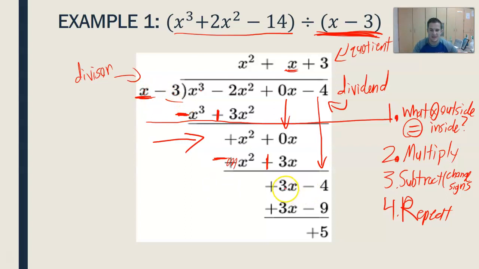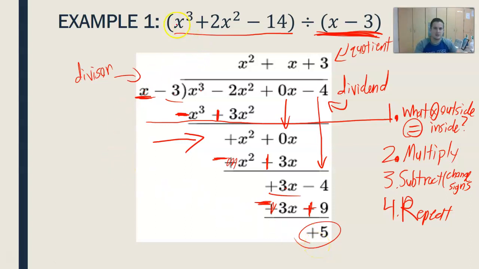What times x is equal to 3x? Well, x times 3 is equal to 3x. So I write 3 up here on the quotient line, and then I multiply. 3 times x is 3x. 3 times negative 3 is negative 9. So I multiply down here, and then I subtract, or change the signs. Subtract here, add here. So 3x minus 3x is 0, and negative 4 plus 9 is a positive 5.